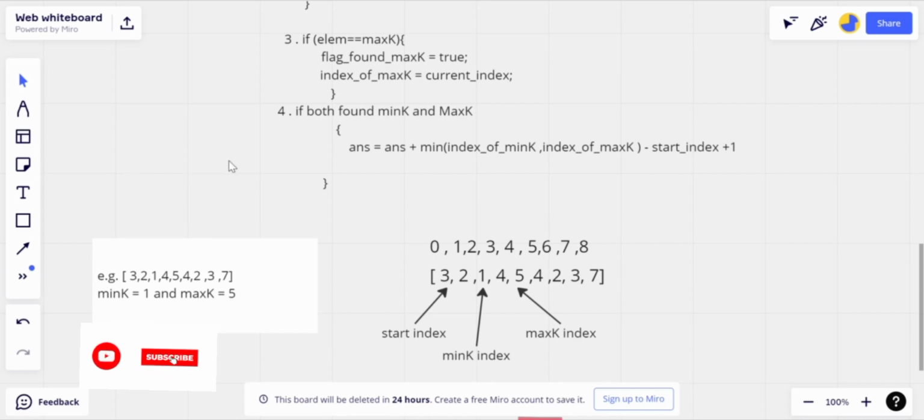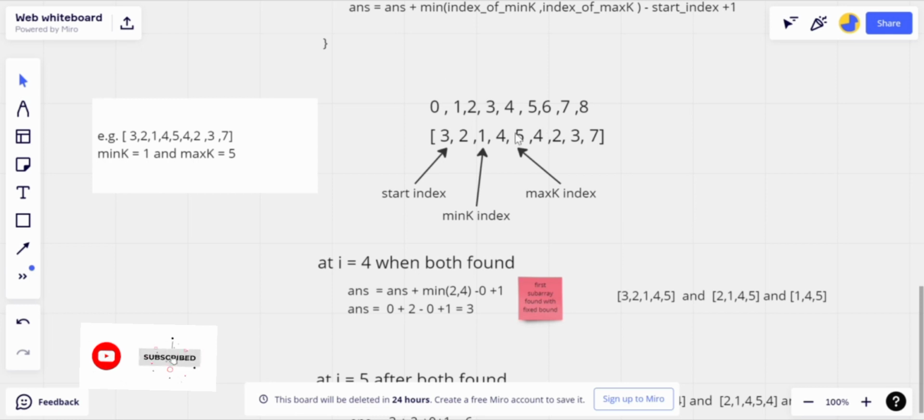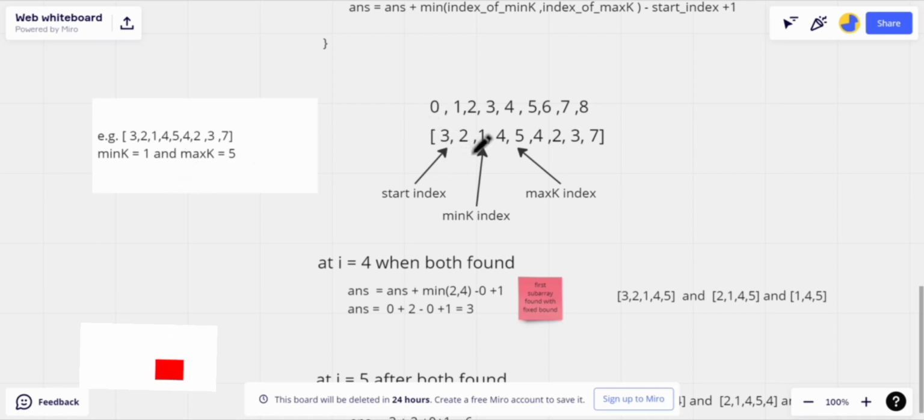If you don't understand from here, then I have an example for you. Suppose this is the array given to you, and min k is 1 and max k is 5. So your starting index will be 3, because you can include 3 as min k is 1, so you can include 3 and you can include 2, and you found min k here, 1, and max k here, 5. So now how many subarrays are possible?